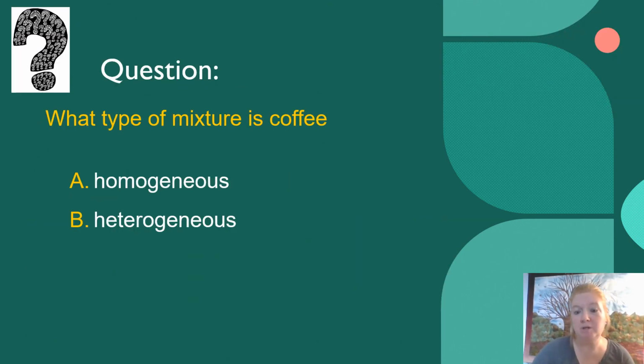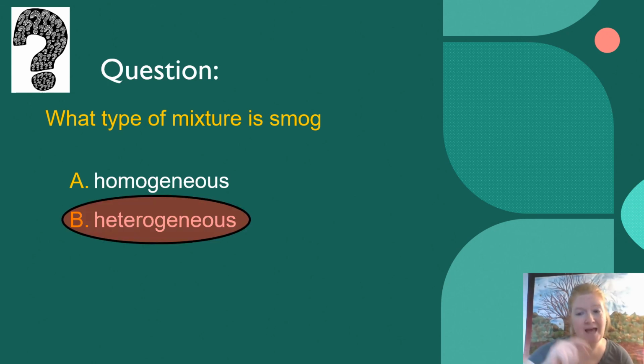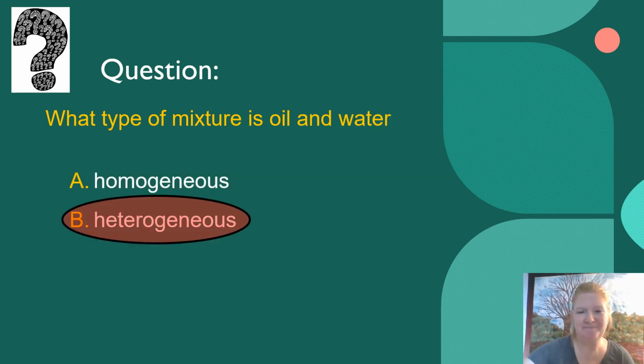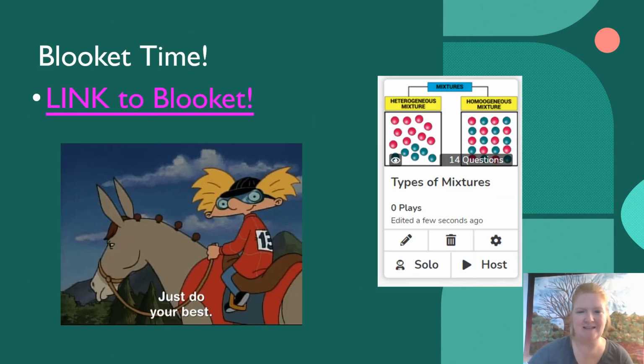What type of mixture is coffee? Homogeneous. What type of mixture is soil? Heterogeneous. What about smog? Heterogeneous. Air. Homogeneous. It spreads out. Oil and water. Heterogeneous. And in class, we'll be reviewing with a blue kit.